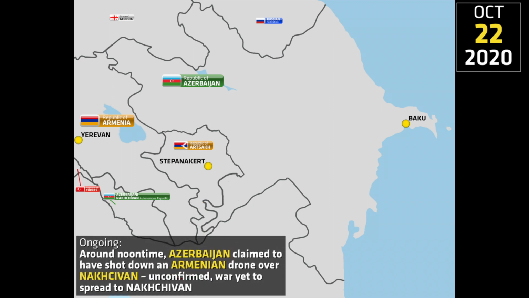Around noontime on that day, Azerbaijan claimed to have shot down an Armenian drone flying over its exclave of Nakhchivan. This claim, however, is unconfirmed, and as of yet the war is yet to spread to Nakhchivan at this point, as it did back in the 1990s war.